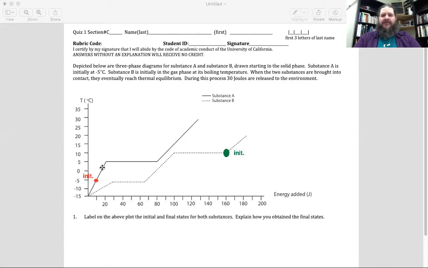Generally, we expect heat to flow from high temperature to low temperature. And B is currently at a higher temperature, looks like about 10 degrees, whereas A is at -5 degrees. So the hotter substance is going to lose energy, the colder substance will gain energy. And to figure out how much, we can assume that A is gaining energy, presumably along this line, because it doesn't say anything about supercooling or superheating. And meanwhile, B is losing energy along this path.